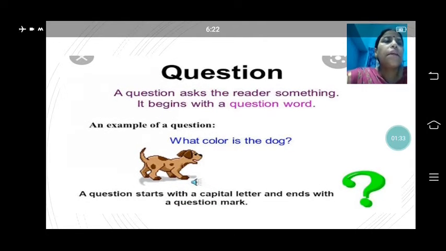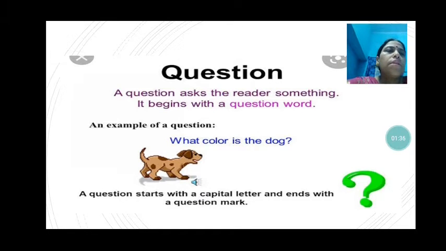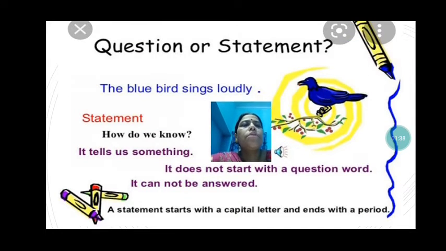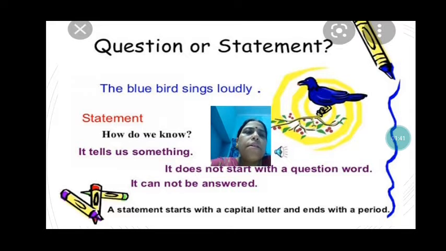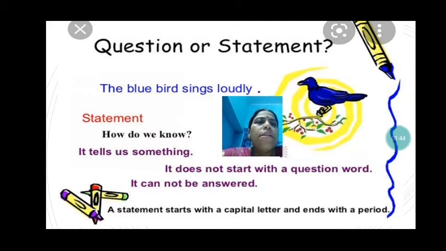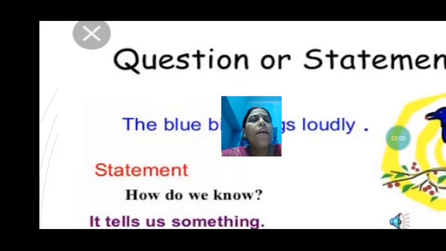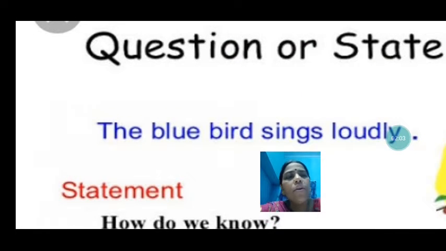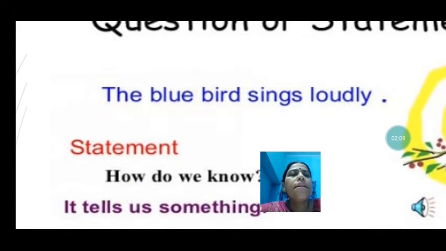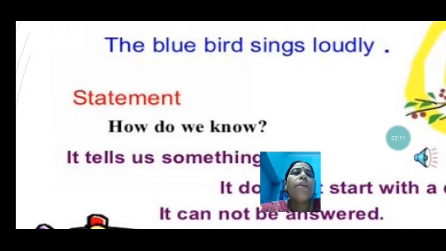Now the next one we will do: what is the difference between a statement and a question? Like see here, the blue bird sings loudly. So what can this be, children? Is this a question? No, this is not a question. Then what is it? It is a statement. Why? Has the sentence started with a question word? No, the sentence has not started with a question word. You can see here that the sentence has started with the, which is an article.